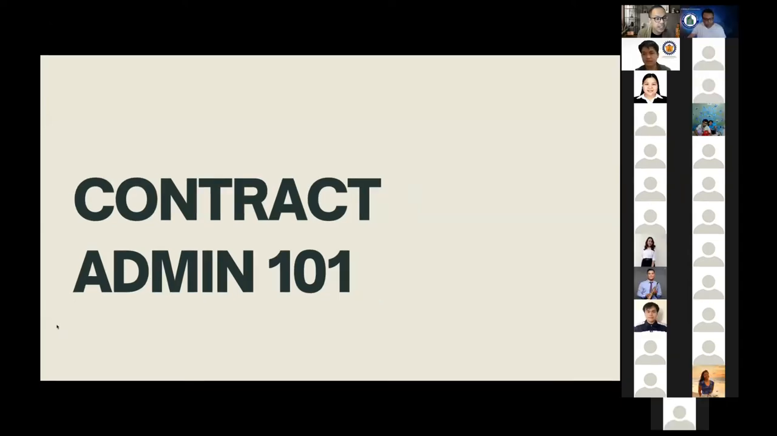This lecture for this afternoon, I called it Contract Administration or Contract Admin 101. As you may have anticipated from the title, this will be an introductory lecture about contract administration, especially with a special focus on construction contracts. At the end of this session, all attendees are expected to have gained an awareness insofar as the clauses which concern variations, extensions of time, and liquidated damages.